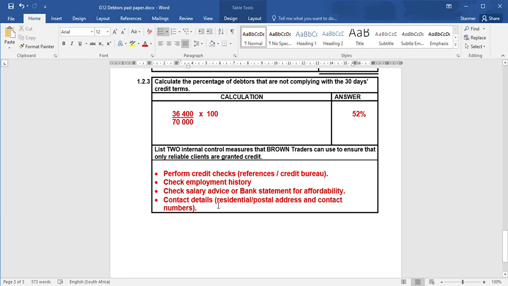You can also make sure that you get proper contact details, residential and postal address, contact numbers, etc., so that in the event that they aren't paying you back, you actually are able to contact them, either by phone, by email, or whatever. So you want to make sure that when you're selling on credit, you're selling only to reliable clients, people that are likely to pay you back.